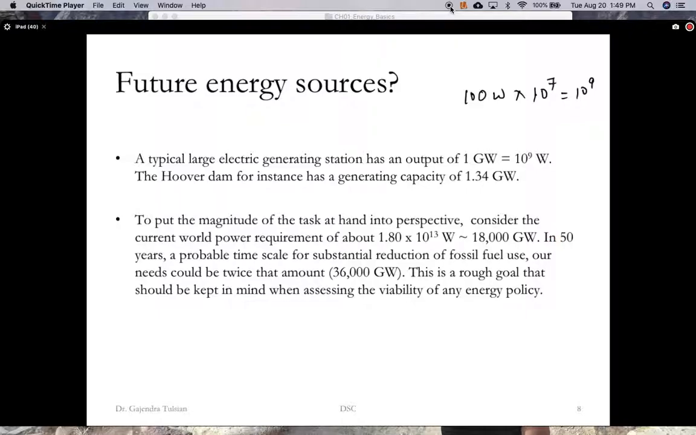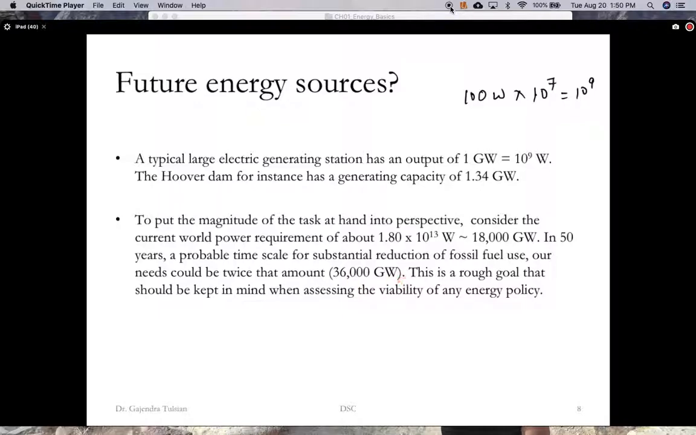So let's say in 50 years, a probable time scale for substantial reduction of fossil fuel use, we're running on renewable sources. In 50 years, by the way, our energy needs would be 36,000 gigawatts. These are all rough estimates. Hopefully this number will be smaller, but anyway, just to get ballpark numbers. In 50 years, living standards would be higher, the population would be slightly higher, but mainly living standards will be better. So that's the energy we'll need.